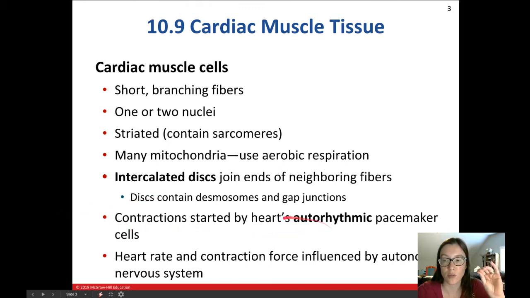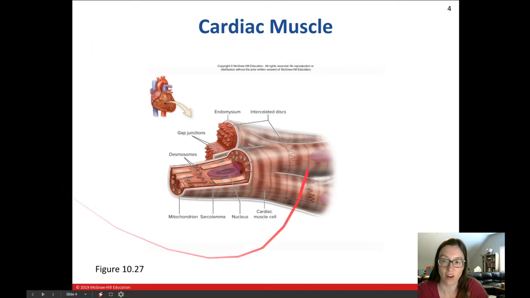Contractions in the heart are started by autorhythmic pacemaker cells. We'll talk a lot about those in 169. And the heart rate and contraction force are just influenced by the nervous system. So cardiac muscle cells are striated and they are involuntary, and be able to identify them for a lab. They're found in the heart. We'll talk a lot more about this in 169.